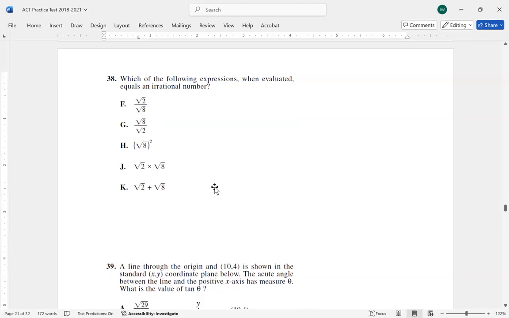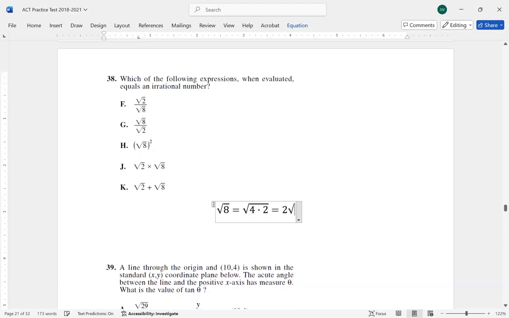Now, if you wanted to do this by hand, what I would suggest is noticing that the square root of 8 is the same thing as the square root of 4 times 2. Square root of 4 is 2. So square root of 8 is actually 2 times the square root of 2.